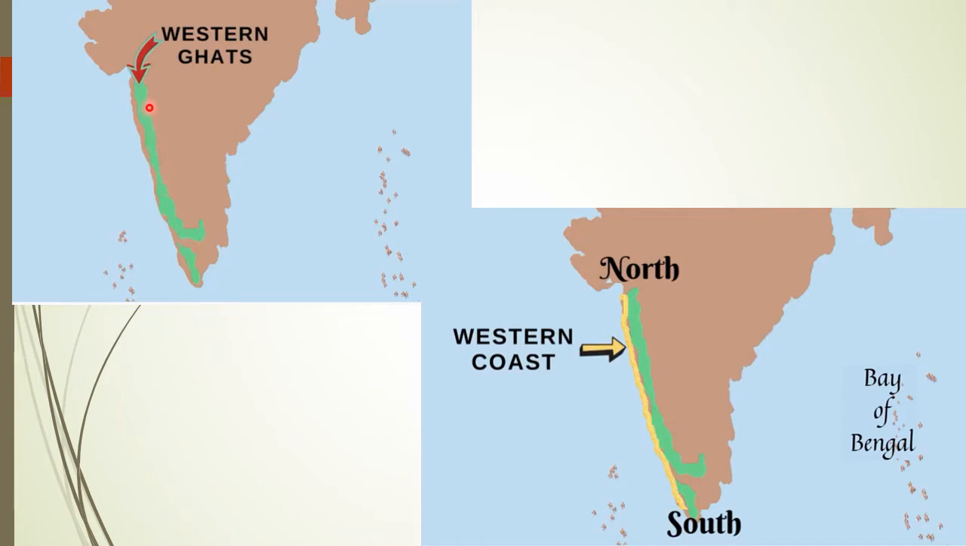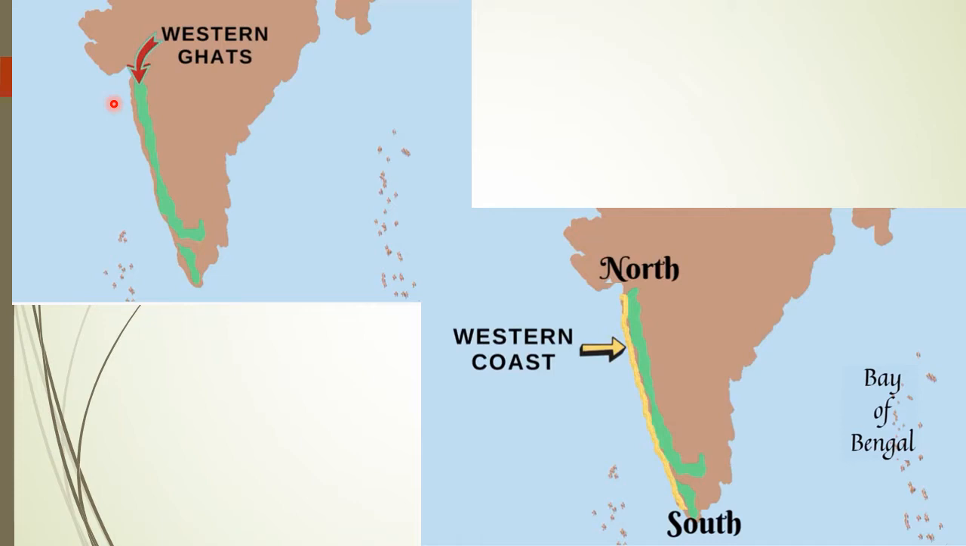Another important thing is that because the Western Ghats are sloping towards the east, most of the rivers which originate in the Western Ghats flow towards the east and drain into the Bay of Bengal. Very few, two major rivers, Narmada and Tapi, flow towards the west side and drain into the Arabian Sea.